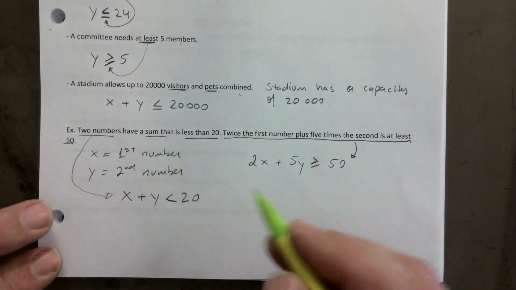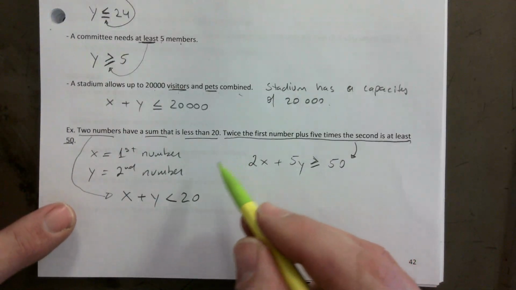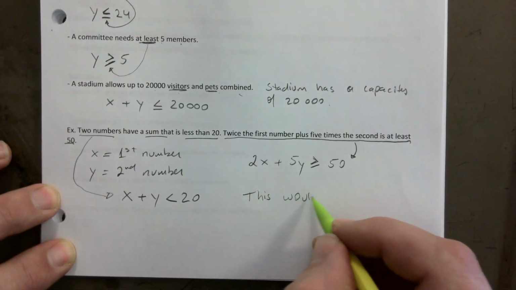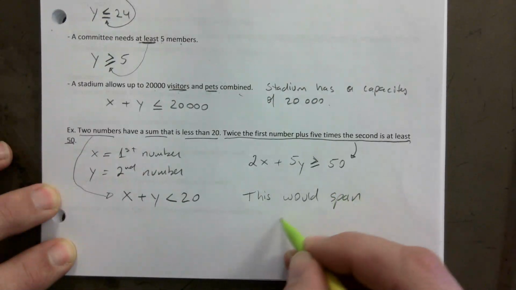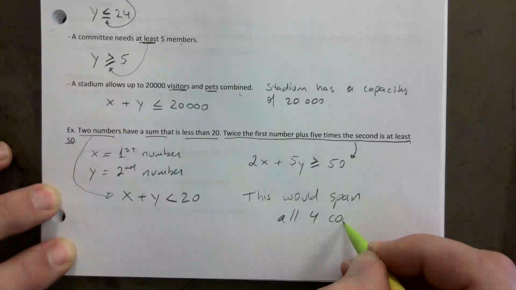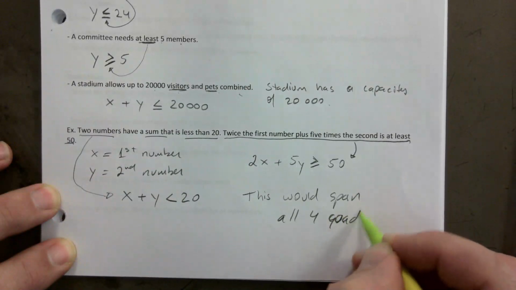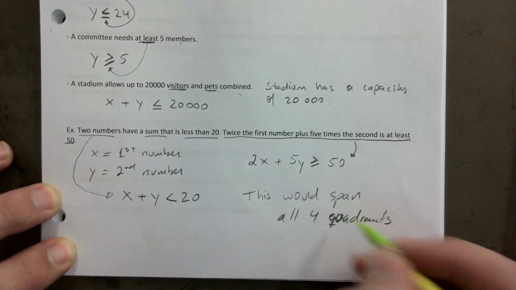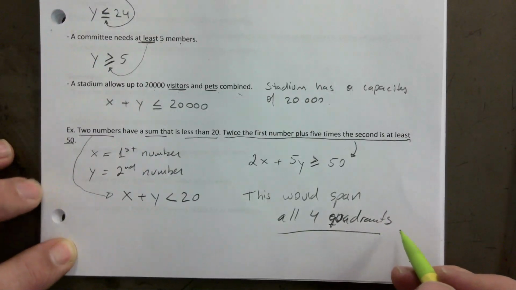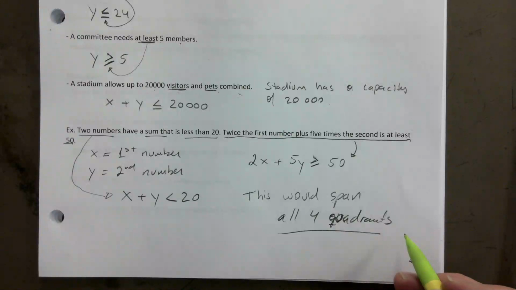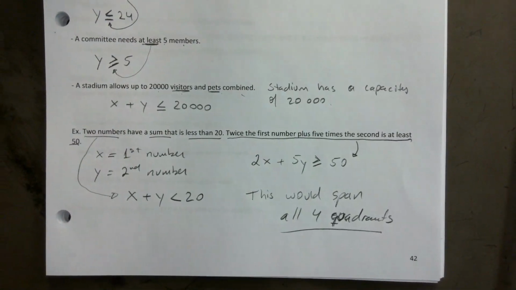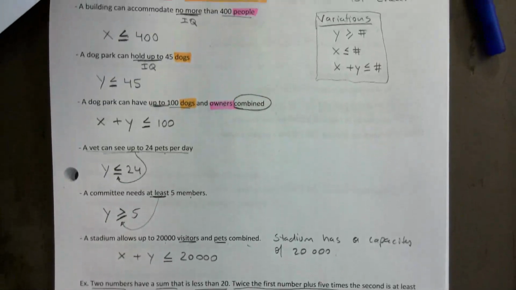Note, this is not a word problem. This would span all 4 quadrants, right? Whereas, make sure you write this part down. If we go up to the top, those were all non-negative values, right? You could not use negatives for the ones up there.